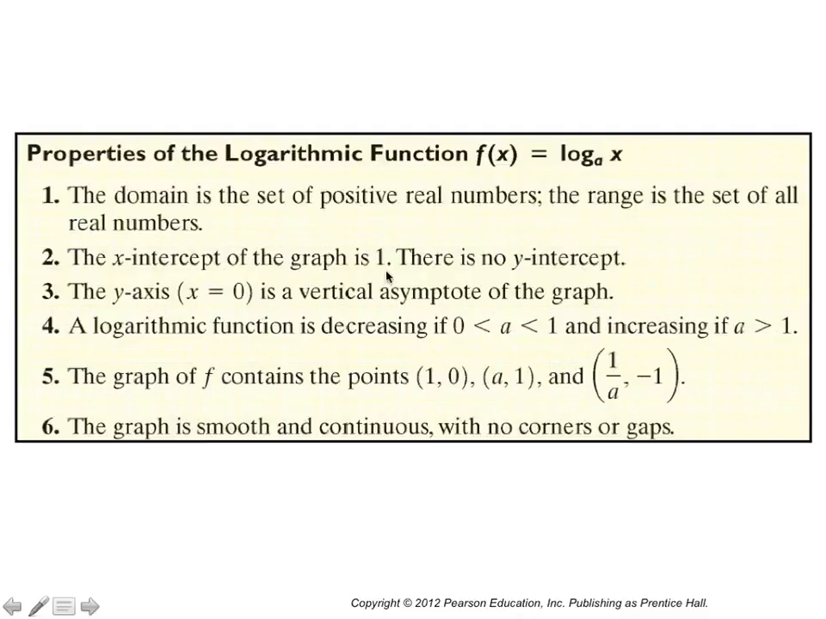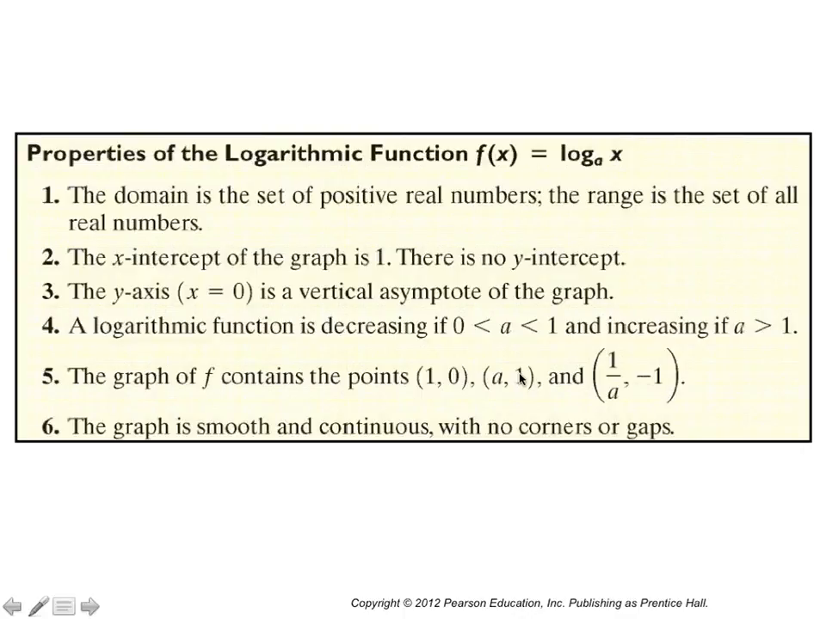The x-intercept is going to be at 1, and there is not a y-intercept. The y-axis is going to be a vertical asymptote of the graph. The function is going to be decreasing if a is between 0 and 1, and it's going to be increasing if a is greater than 1. And then it's always going to contain the following points: 1, 0; a, 1; and 1 over a, negative 1.